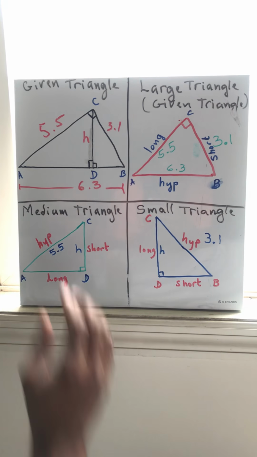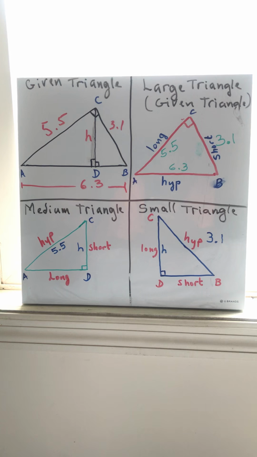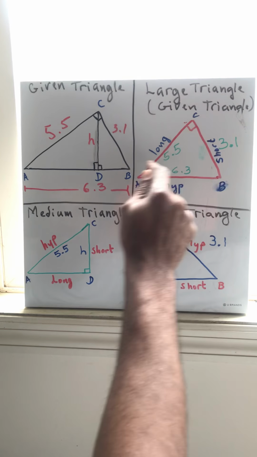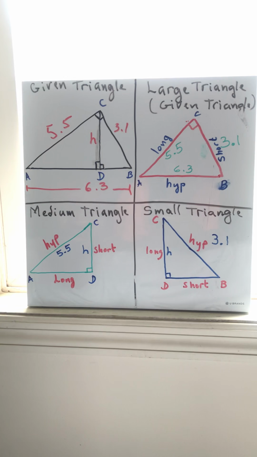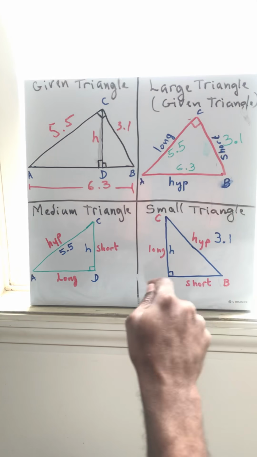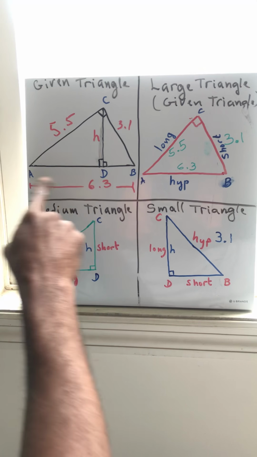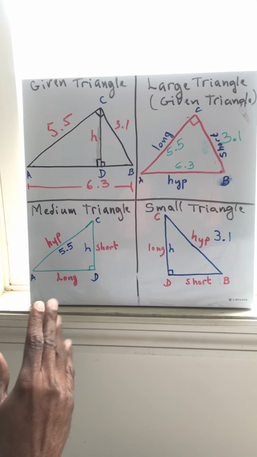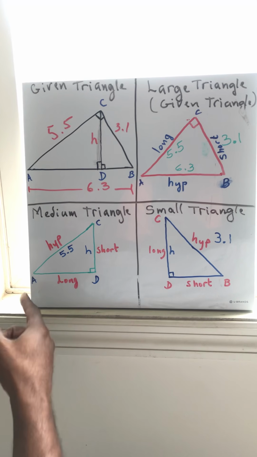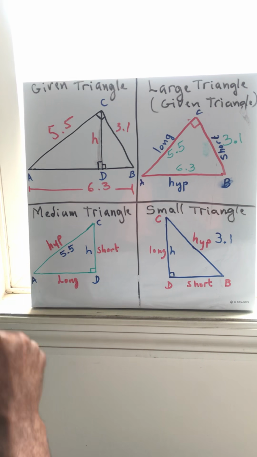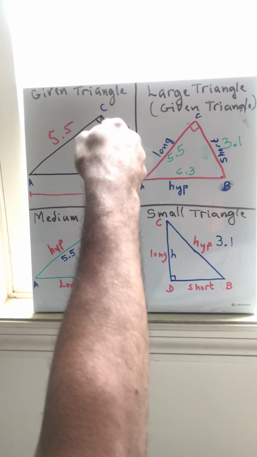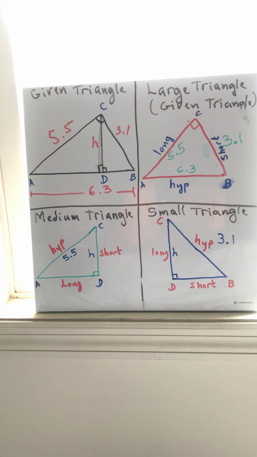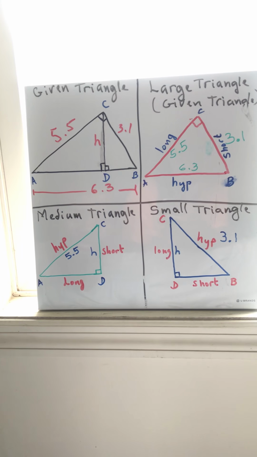Don't get confused. I'm going to break my triangles again. When I break my triangle as we did earlier, AC was 5.5, so I put 5.5. CB was 3.1, I put 3.1. And the hypotenuse AB is 6.3. And I go to the medium triangle. When I go to the medium triangle, I see AC again is 5.5. CD is H, I'm going to put H again. And the long side, I don't know it. And I go to the small triangle.